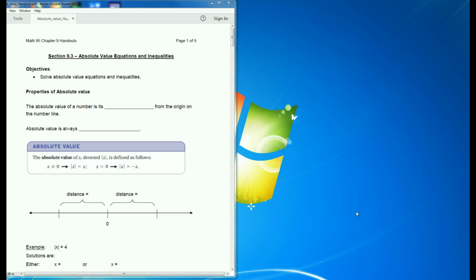Hey guys, it's me. So I'm still grading your assignment 6. I've gone through a lot of them, but haven't finished them all. But what I have seen is that a lot of people were struggling with the absolute value stuff. Not the equations so much, more the inequalities.